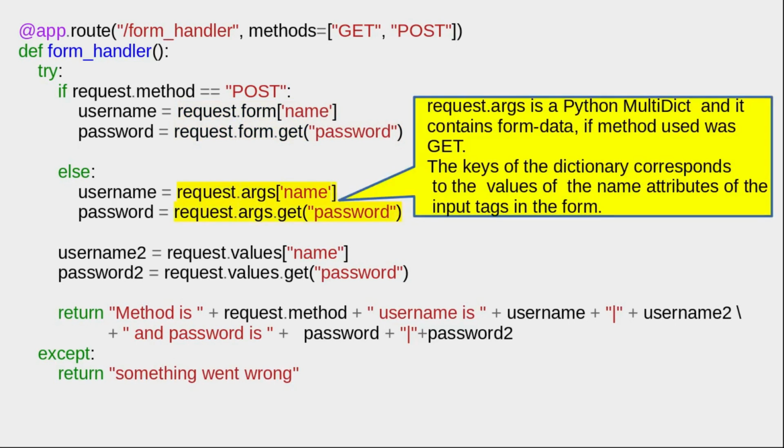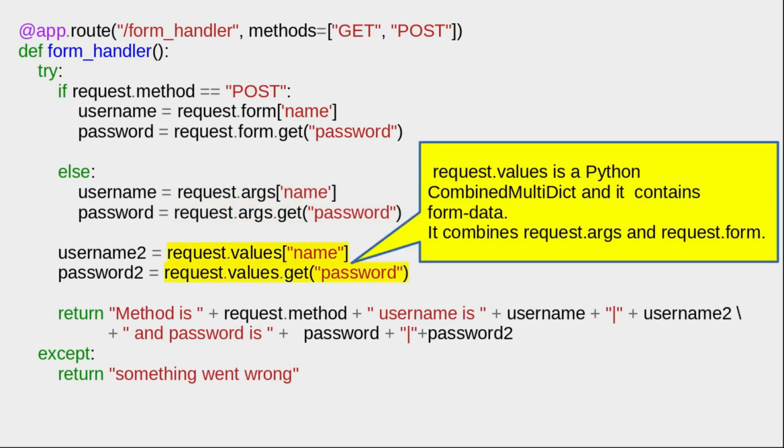Request.args is similar to request.form. It will contain the form data if the method used was get. Request.values combines request.args and request.form. It's a Python combined multidict. Now let's run the program and see the results and I will explain the result in detail.